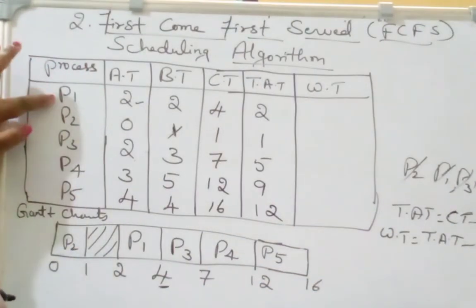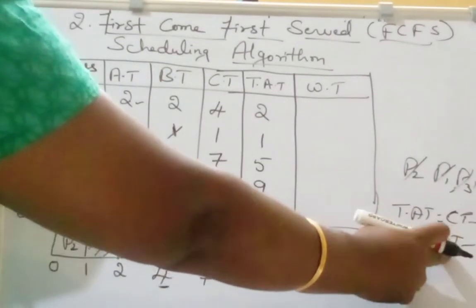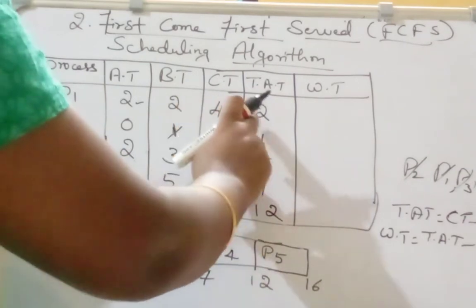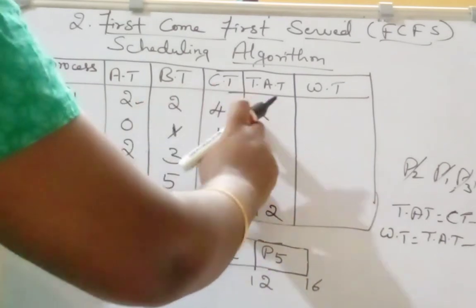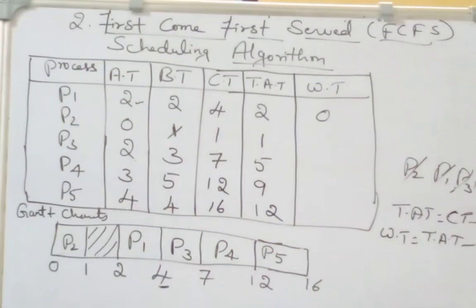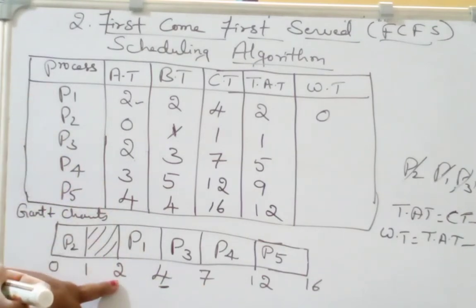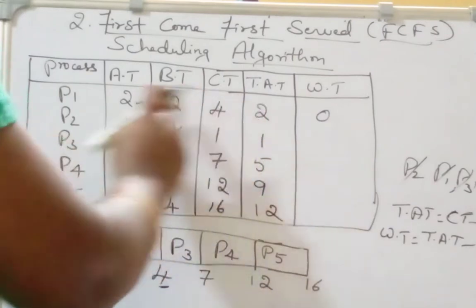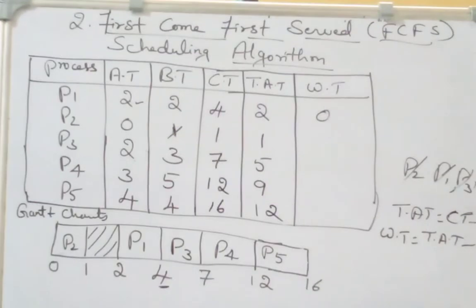So what is the waiting time for P1? For P1, waiting time is equal to turnaround time, which is 2, minus its burst time. 2 minus 2 is 0. So it has not waited at all. When it entered, it directly got the CPU. At time 2 it entered, did not wait at all, suddenly got the CPU and executed. Here also we get the same thing: turnaround time minus the arrival time, 2 minus 2, it is 0.